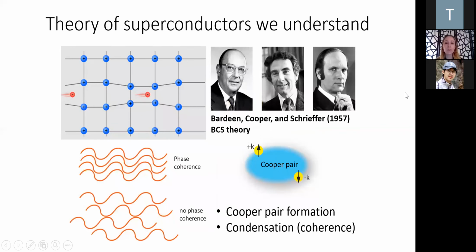All right, so for superconductors that we do understand, first of all, the theory that explained why they became superconducting was put forth by Bardeen, Cooper, and Schrieffer in 1957. They received a Nobel Prize for it in the 70s. And there are a couple of aspects of this theory that I want to highlight.